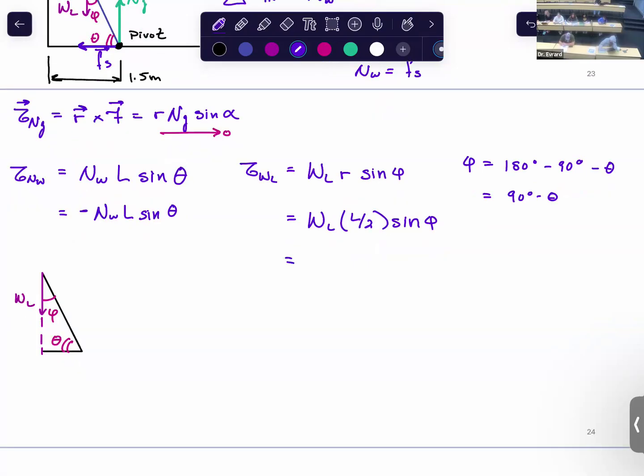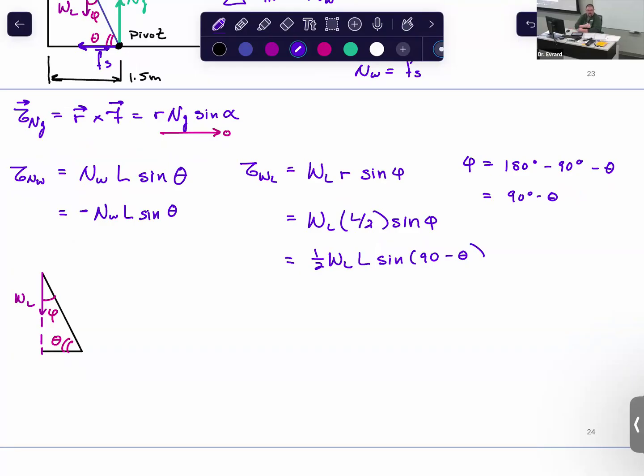So now we can put that in for phi. What is that identity? The sine of 90 minus theta is what? Think of it as the phase shift of a wave. If I phase shift a sine wave by 90 degrees, what do I get? Cosine. Cosine of theta. I get the cosine wave.